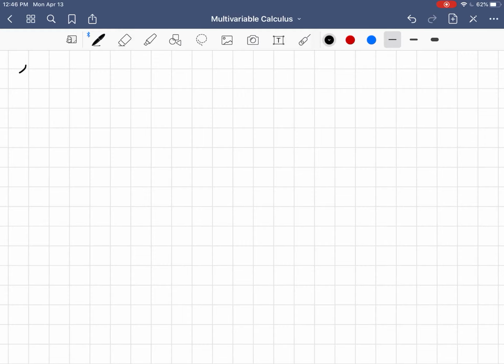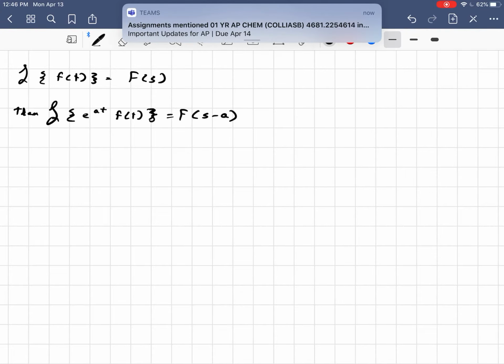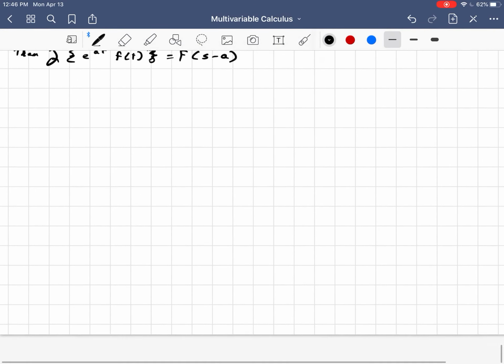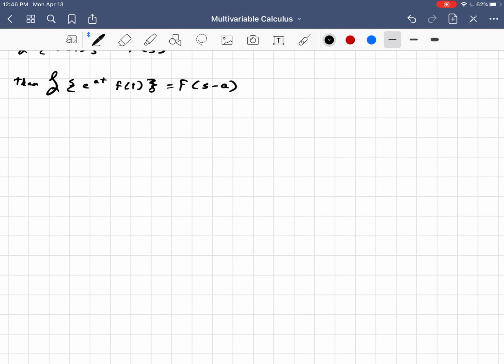Hello. This is Nicholas, and I'll be deriving some pretty interesting properties about the Laplace transform. The first property I want to talk about is, let's say that the Laplace transform of f of t is some function in terms of s. Then, if I take the Laplace transform of e to the at times f of t, that's going to just be F of s minus a.